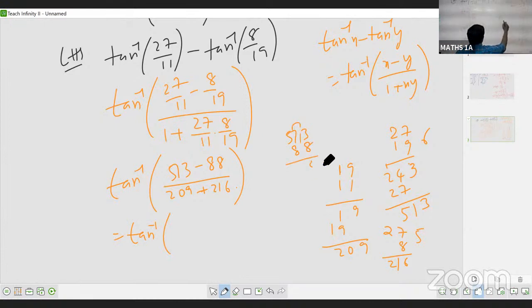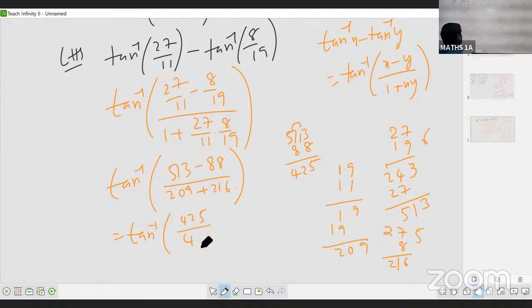9 plus 6 is 15. 1 plus 1 is 2, 4. That is tan inverse of 1, which is equal to pi by 4. Tan inverse of 1 is equal to pi by 4. Is it clear?